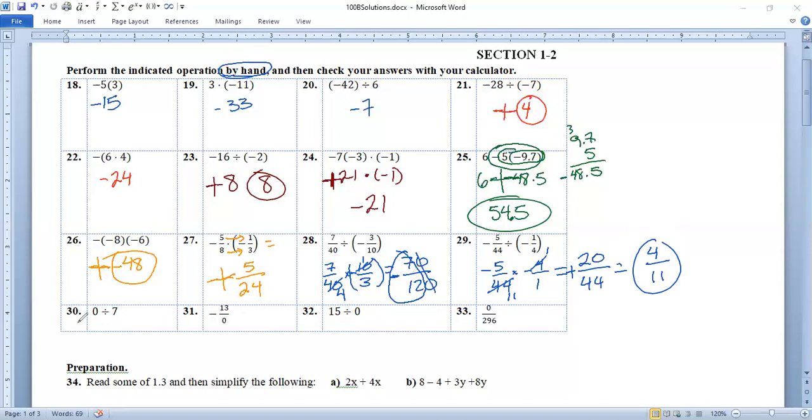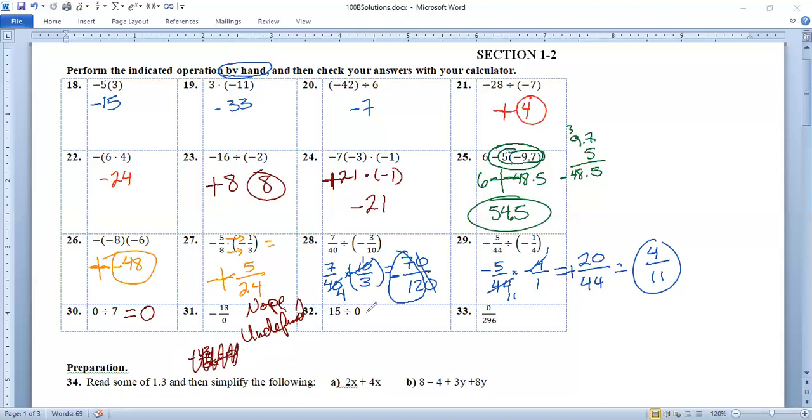All right, number 30, 0 divided by 7 is the number 0. That's the one that works just fine. And you could go backwards: 0 times 7 equals 0, and it works. Negative 13 divided by 0, nope. Officially, it's called undefined. If you tried doing negative 13 divided by 0 equals 0, you would have to say that 0 times 0 equals 13, and that's where it breaks down really badly.